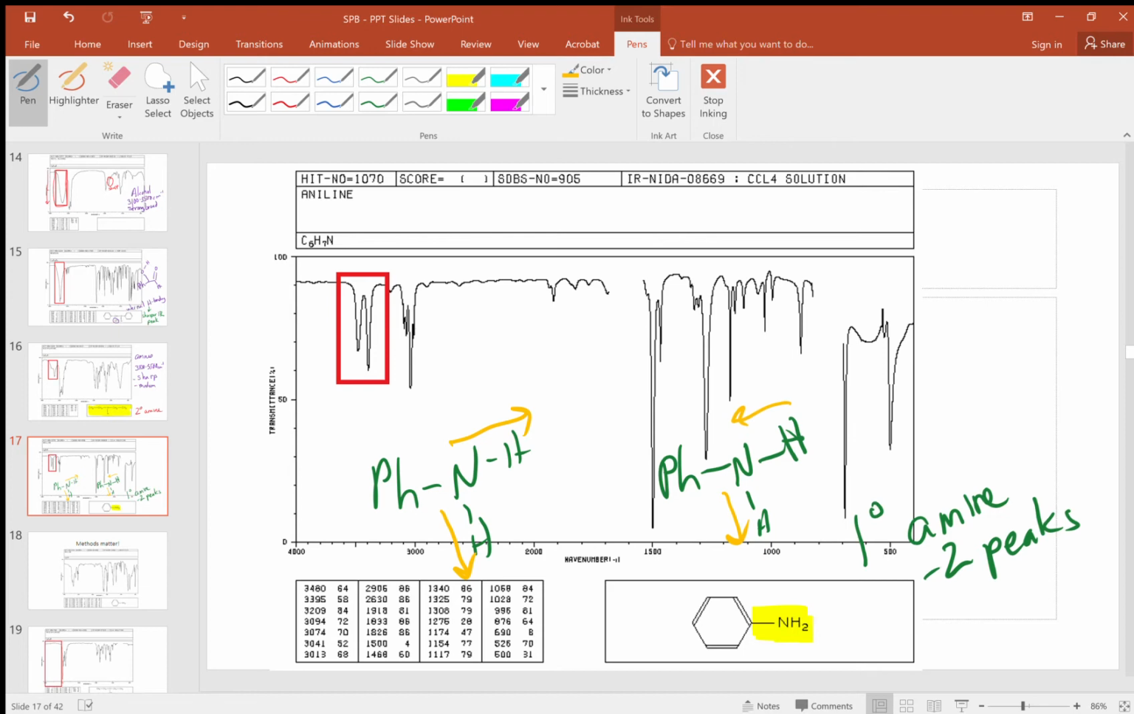And that's what the 2 peaks are. One peak comes from the symmetric stretch, one comes from the asymmetric stretch. But this only is happening for a primary amine. A secondary amine, because it only has one NH bond, this doesn't show up. It only shows up as 1 peak.